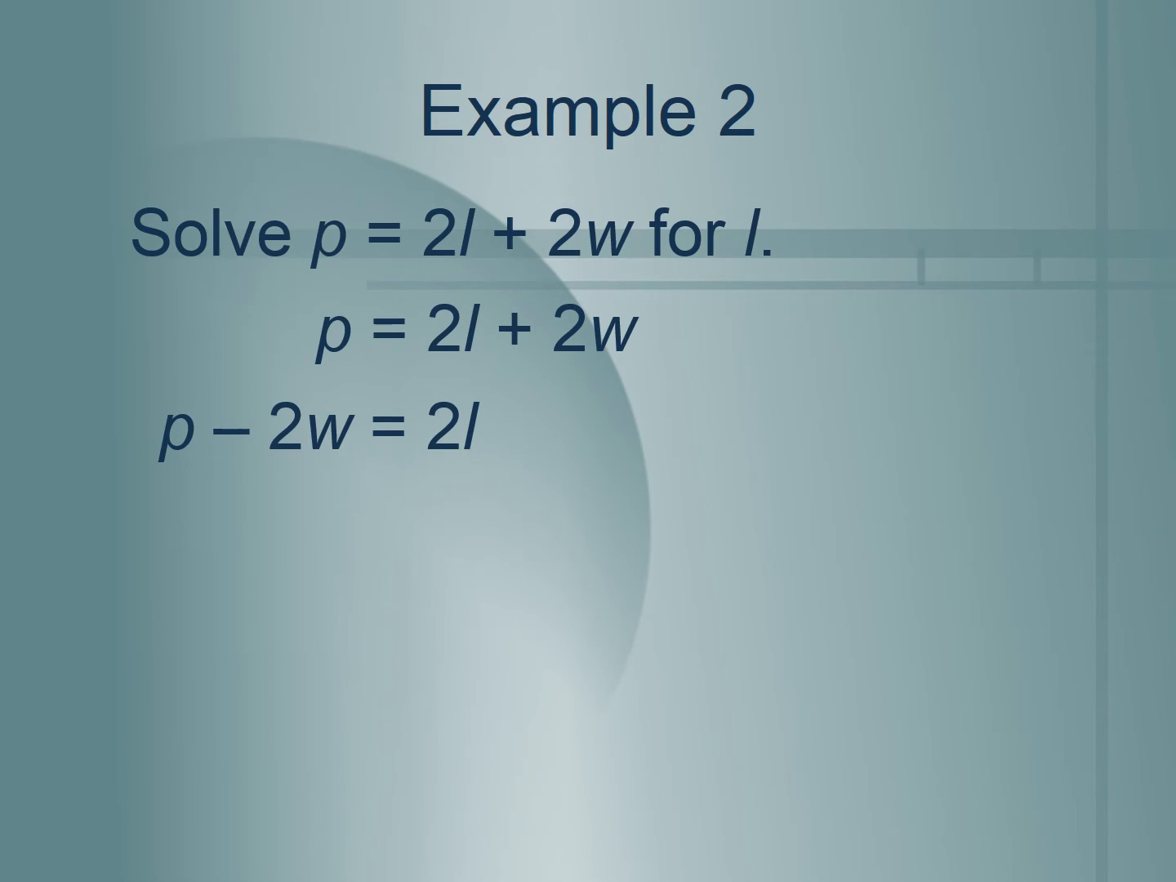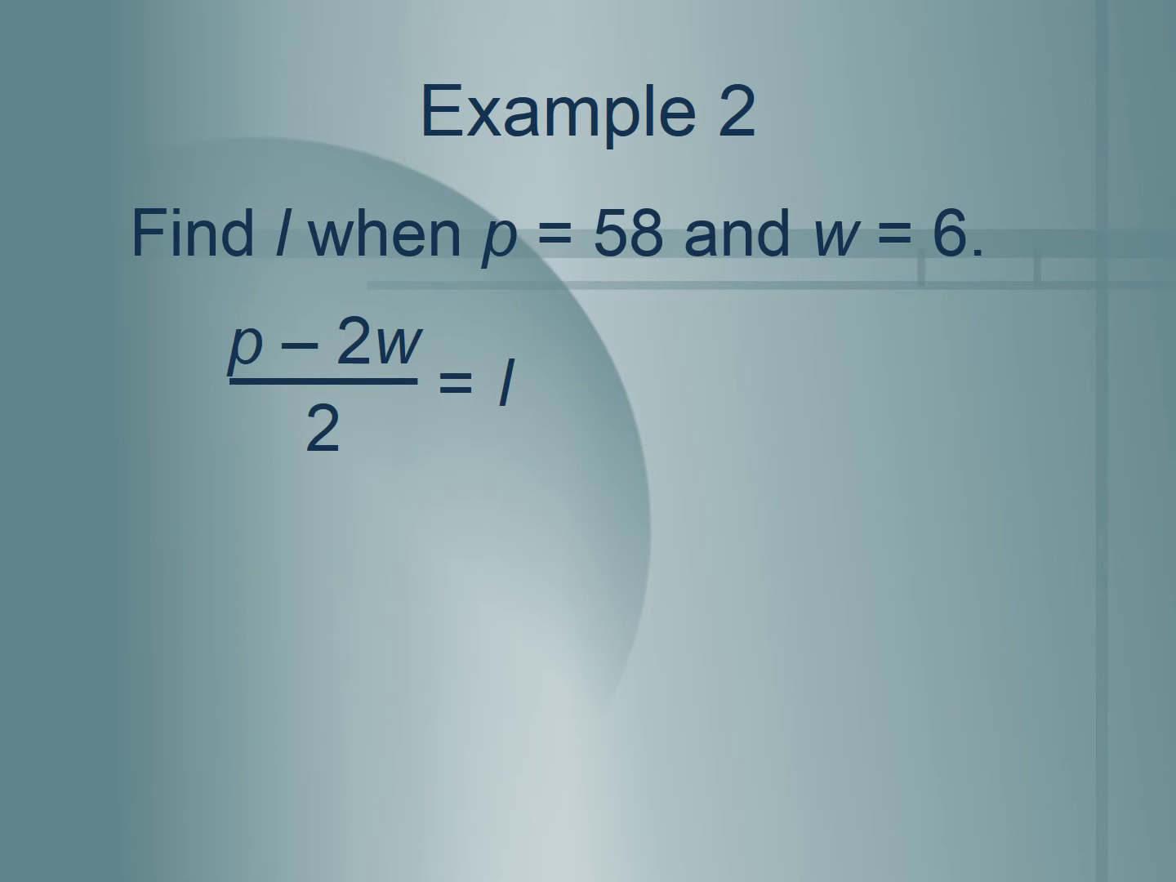And our last step to isolate the L and get L all by itself is to undo that times 2. So we're going to divide both sides by 2. Now, once you have your L isolated, that's when they might say, well, once you have L, find L when P is equal to 58 and W equals 6.